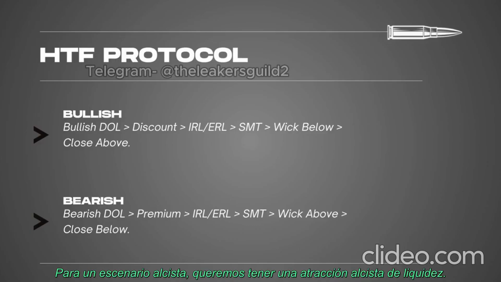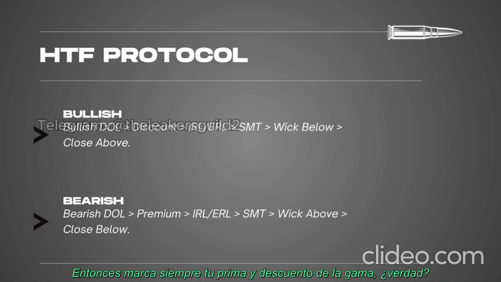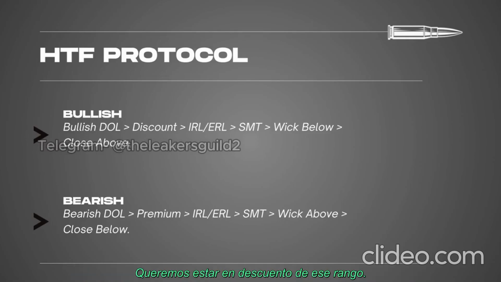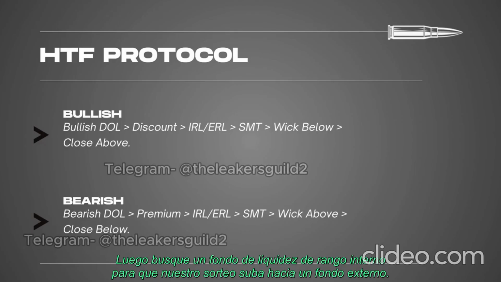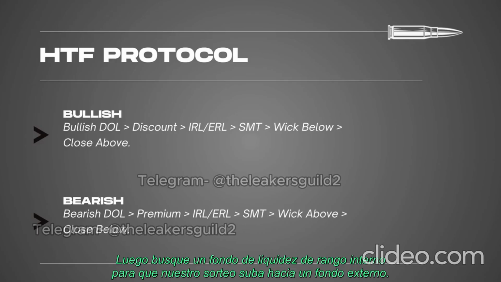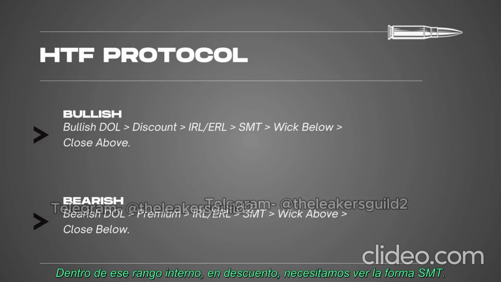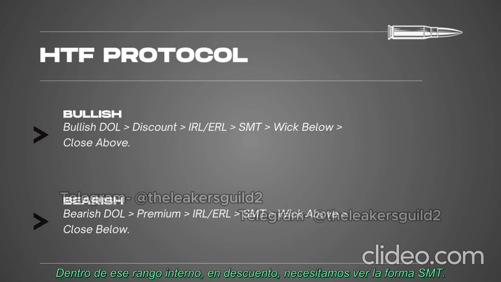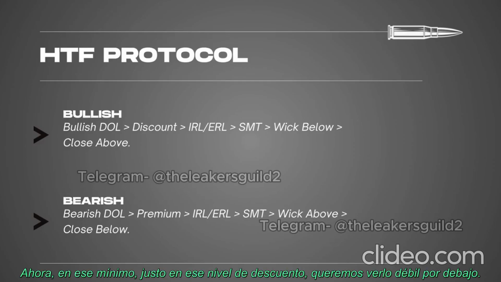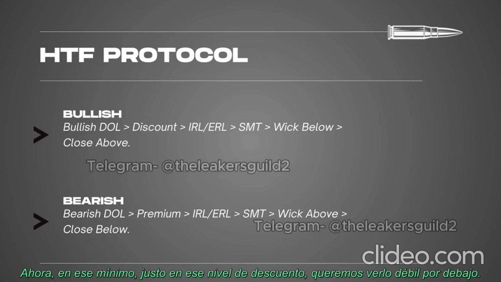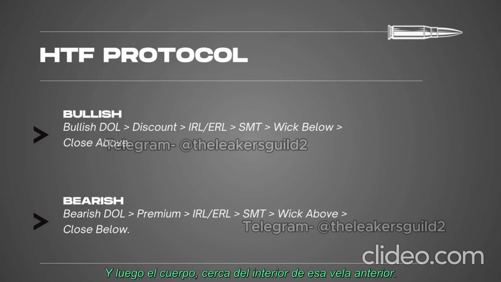For a bullish scenario, we want to have a bullish draw on liquidity. Then always mark out your premium and discount of the range, right? We want to be in discount of that range. Then look for an internal range liquidity pool for our draw to go higher into an external range liquidity pool. Inside that internal range, in discount, we need to see SMT form. This is very important. Now, on that swing low, right in that discount level, we want to see it wick below and then the body close inside of that previous candle.